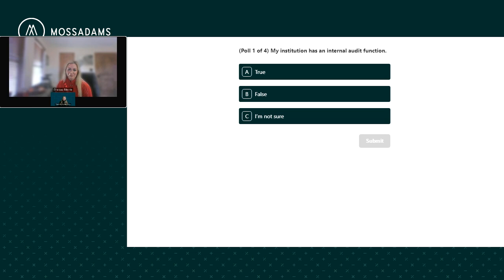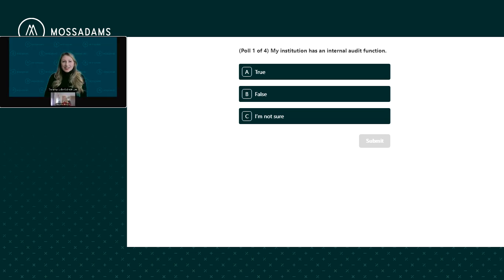I'll be curious to see the distribution of these responses with the audience that we have today, since we know that not every institution has an internal audit function, especially those smaller private institutions may not have dedicated internal audit. So we're excited to see what we have with us today and how much detail we want to go into just what is internal audit for those of you that might not have this function.